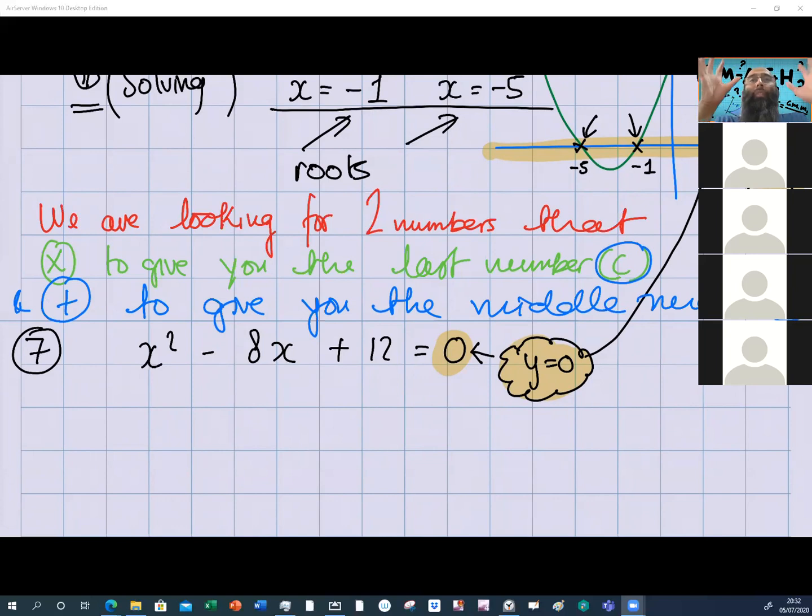Okay, so it's times to give you the last number, add to give you the middle number. That's what you're learning today in this particular part of the lesson. So when we're going to factorize quadratic equations, it's about two numbers that times to give you the last number and add to give you the middle number. That is the rule that we are applying today on this particular exercise. So let's have a look.